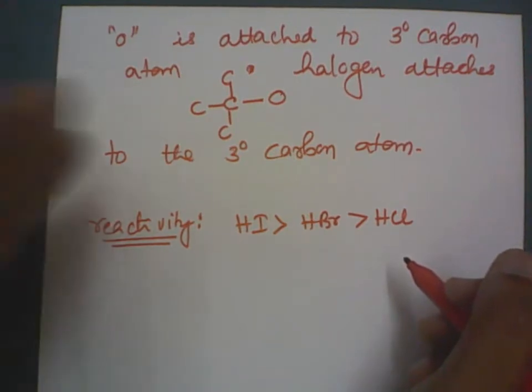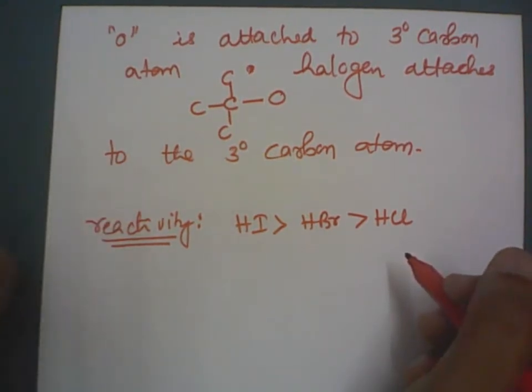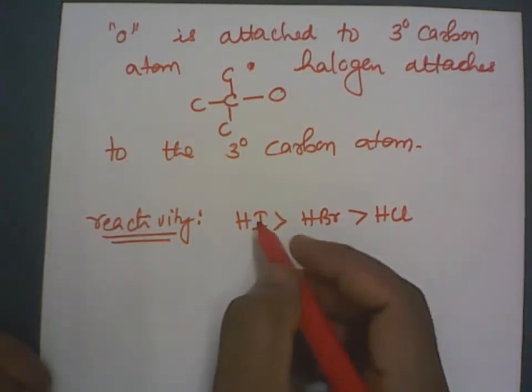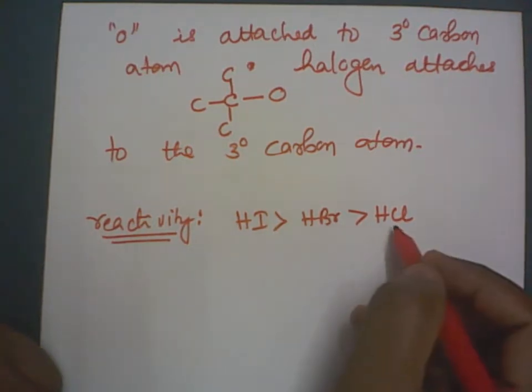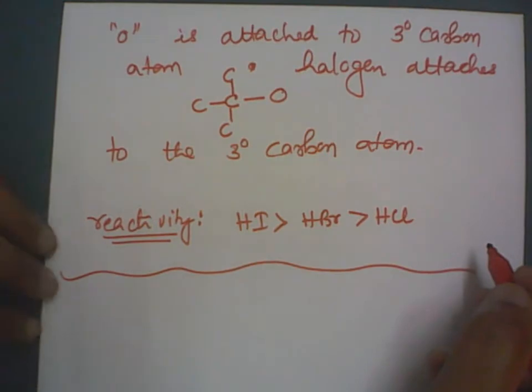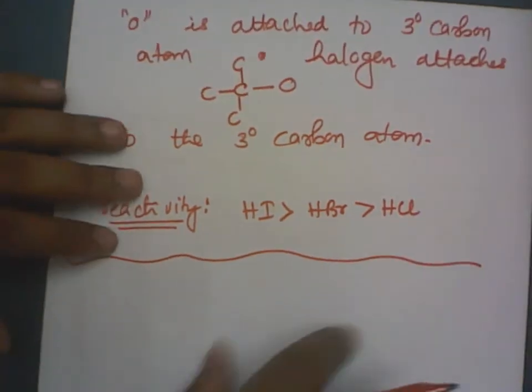It cannot donate H plus easily. So HF is a weaker acid that you are going to study in P block elements. That's why generally in most of the reactions we are going to take HI, HBr and HCl. Clear? So now based on this we'll solve some problems. Clear?